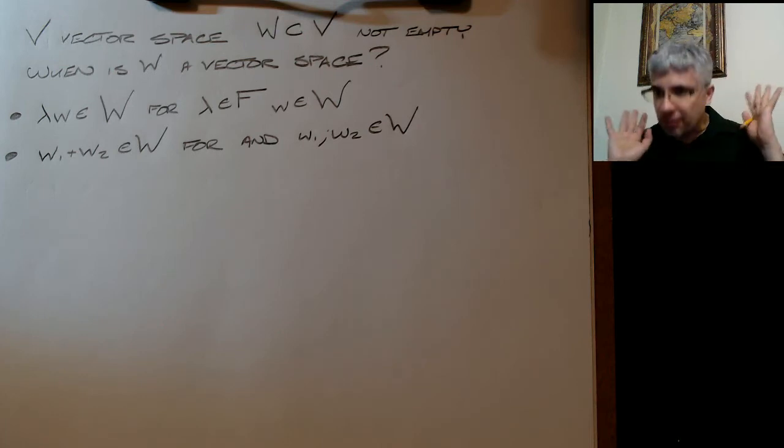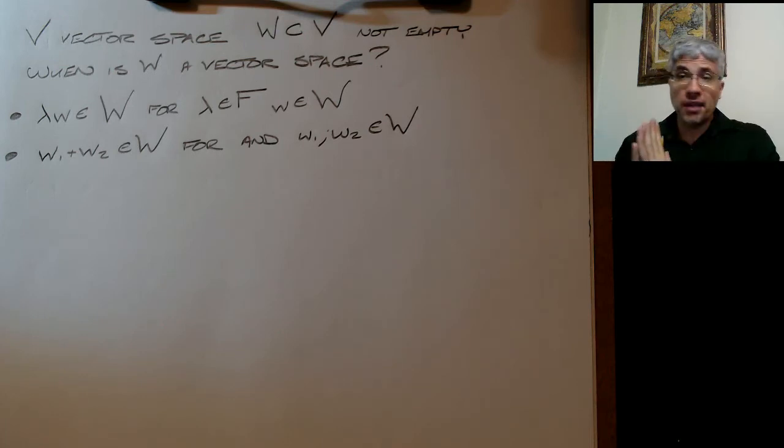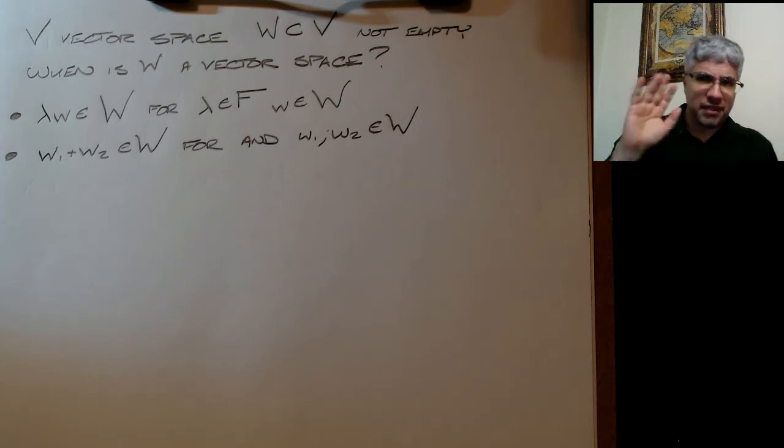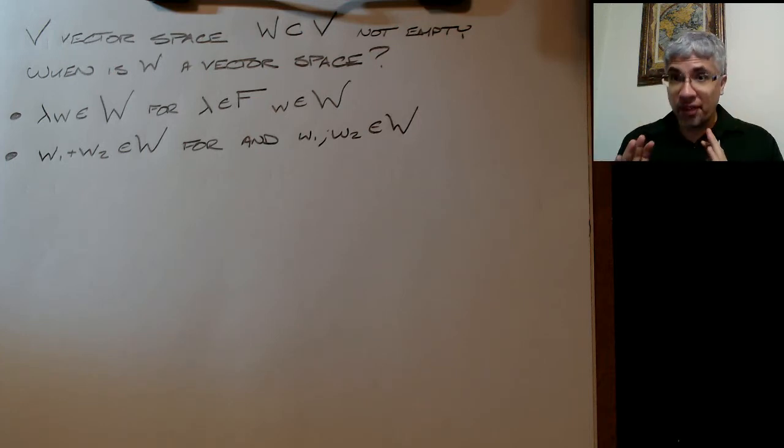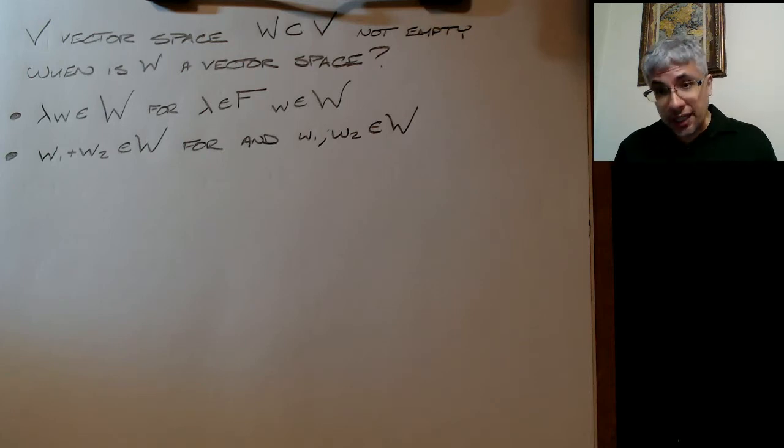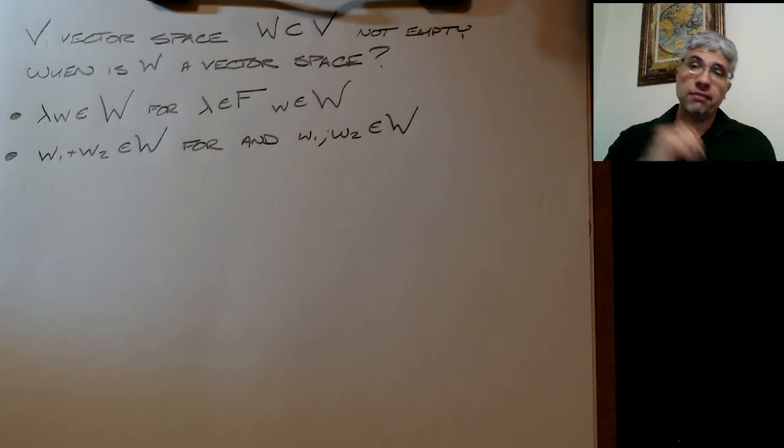Okay, you might say, but wait a second. Some of them are not just simple equals rules. Some of them are things that say something exists. So what we need, you might say, is that we need there to be a zero vector, and we need for every vector in W, we need its inverse to be in W.